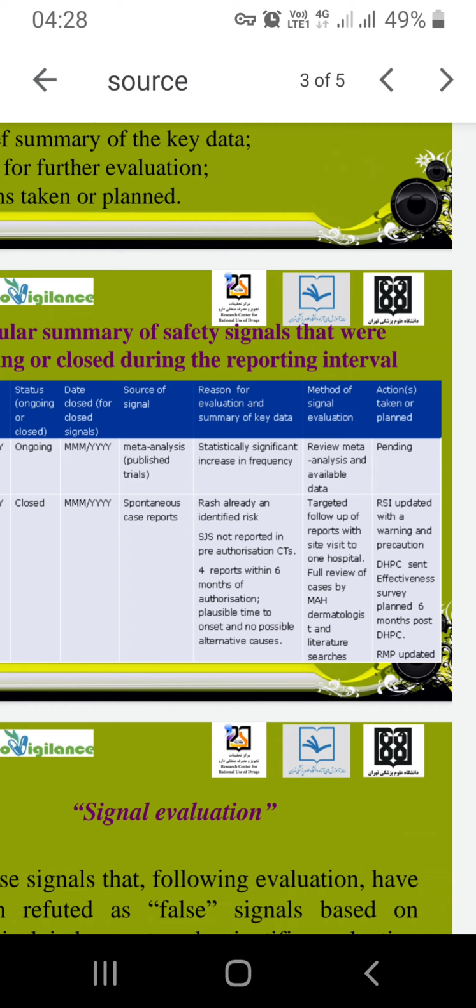Targeted follow-up of reports with site visit to one hospital, full review of cases by the MAH, a dermatologist, and literature searches. RSI updated with a warning and precaution. DHPC sent, effectiveness survey planned 6 months post DHPC, and RMP updated.